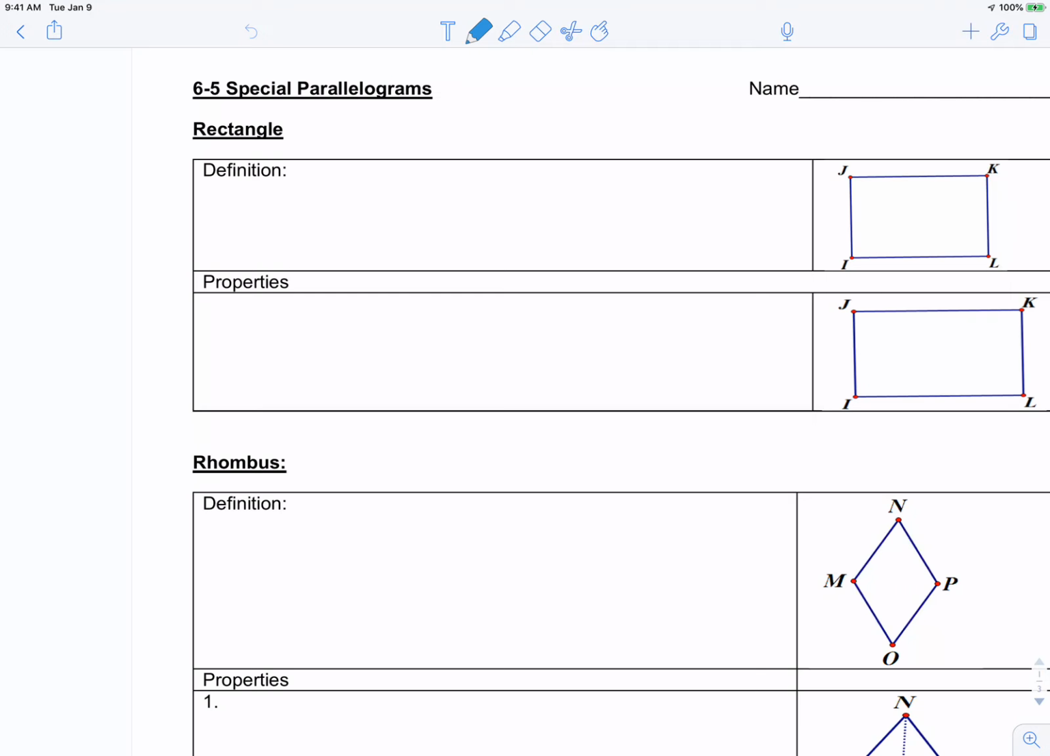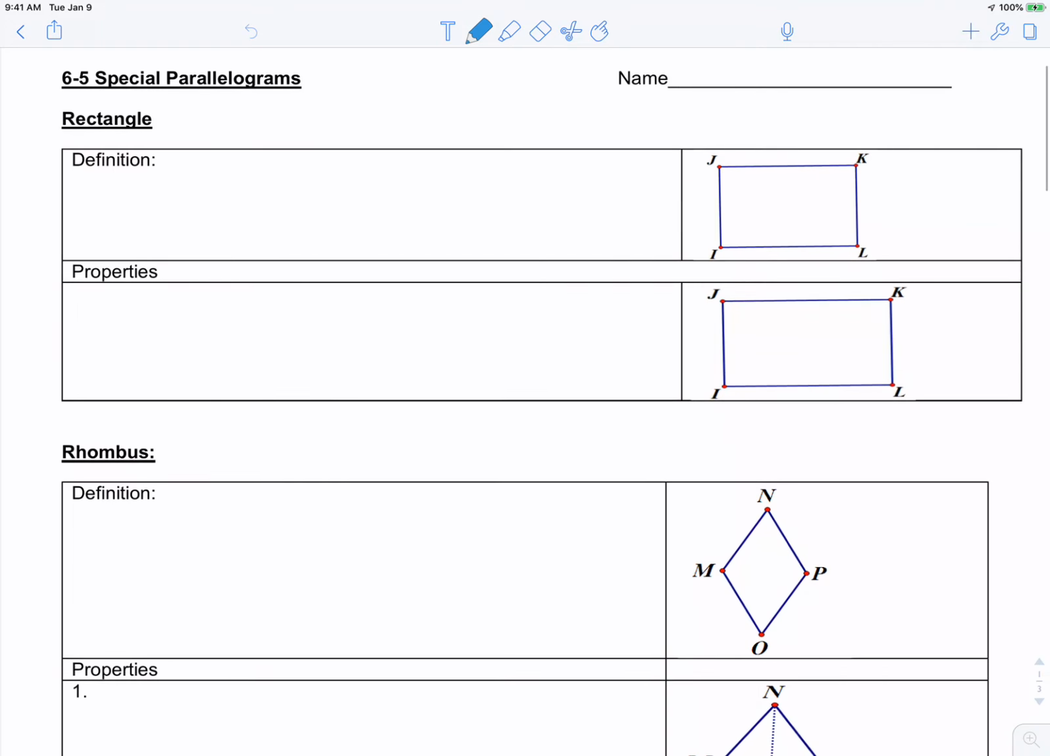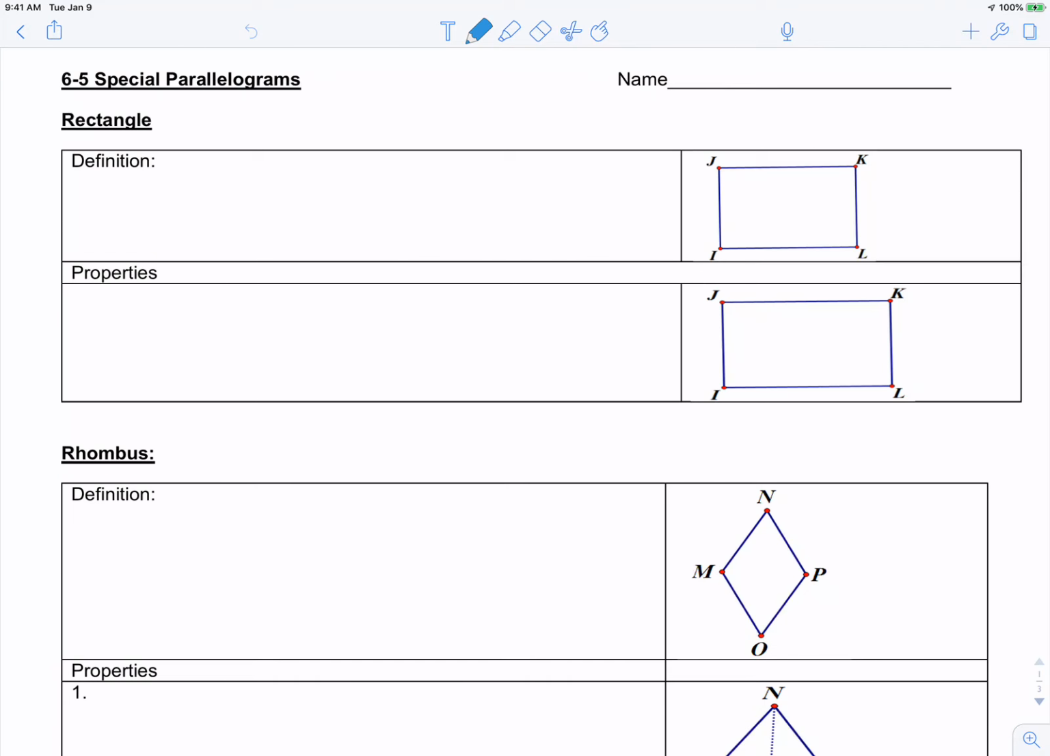Okay, we're going to talk about section 6.5, which is special parallelograms. And I went ahead and introduced those to you yesterday when we talked about parallelograms in general. But if you take a parallelogram and give it a special property, it becomes one of these three special parallelograms.